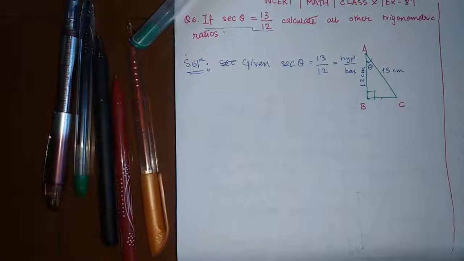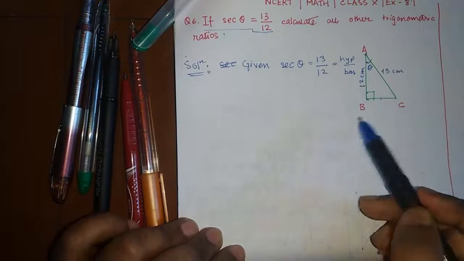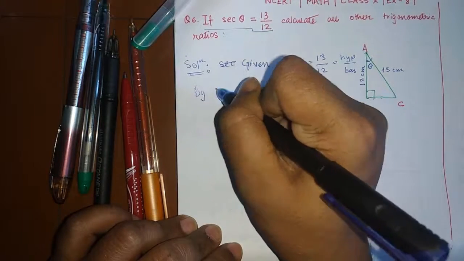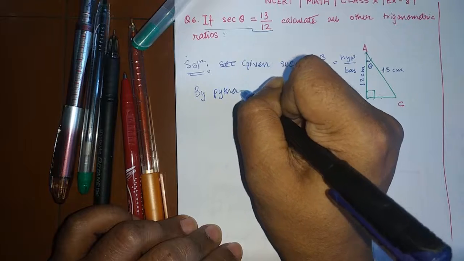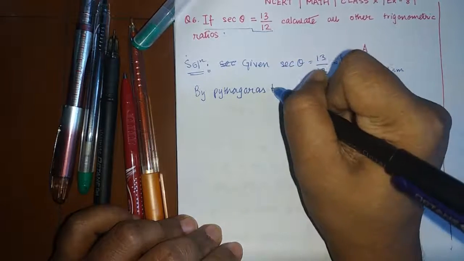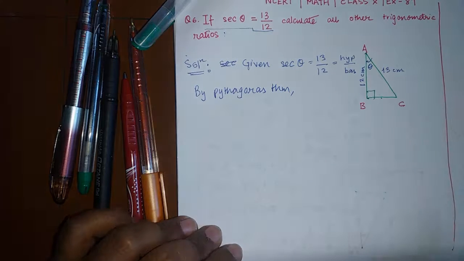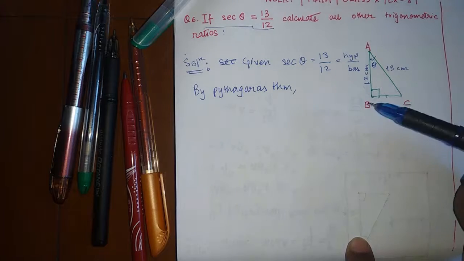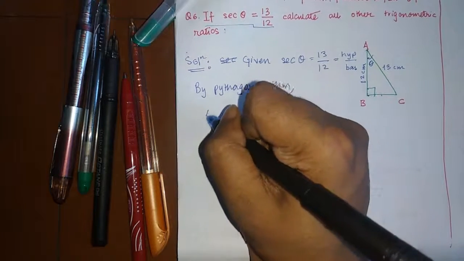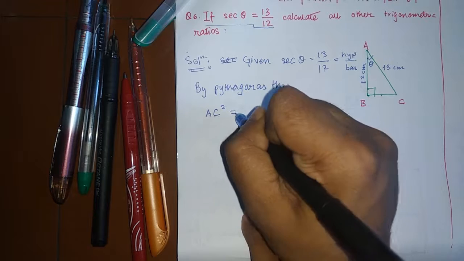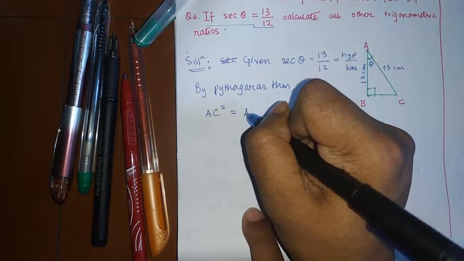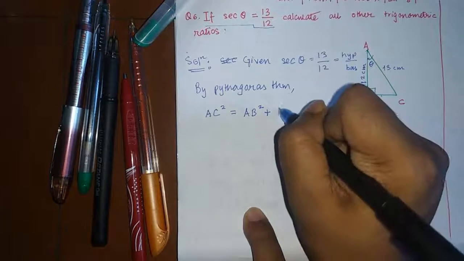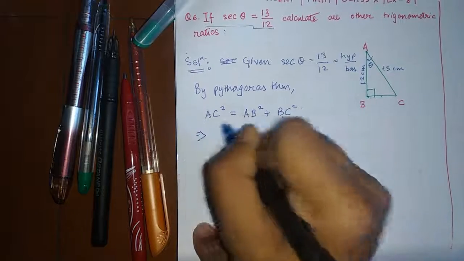So first you need to find the length of BC. So apply Pythagoras theorem here. By Pythagoras theorem, what does the Pythagoras theorem says? It says that the hypotenuse square is equal to the base square plus perpendicular square. What is the hypotenuse here? AC. And what is the base here? AB. Plus what is the perpendicular here? BC. Now just plug in the values.